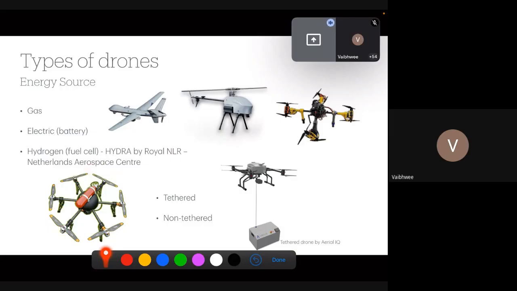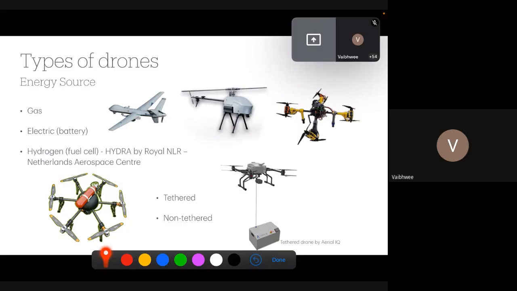Okay, so again, this is a form of hybrid where hydrogen is the fuel, but the hydrogen is not being ignited or combusted like you do in a typical IC engine. Rather, this hydrogen is being utilized in fuel cells, which eventually generate electricity, and the DC electricity is used to run the electronics and the propulsion system on board.